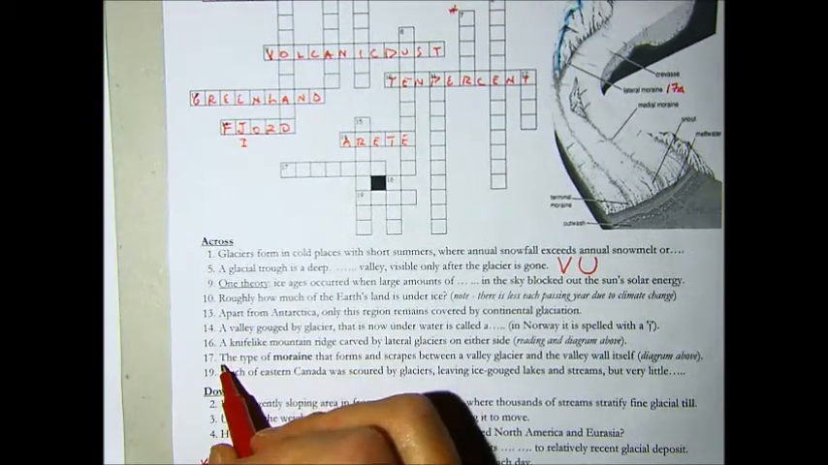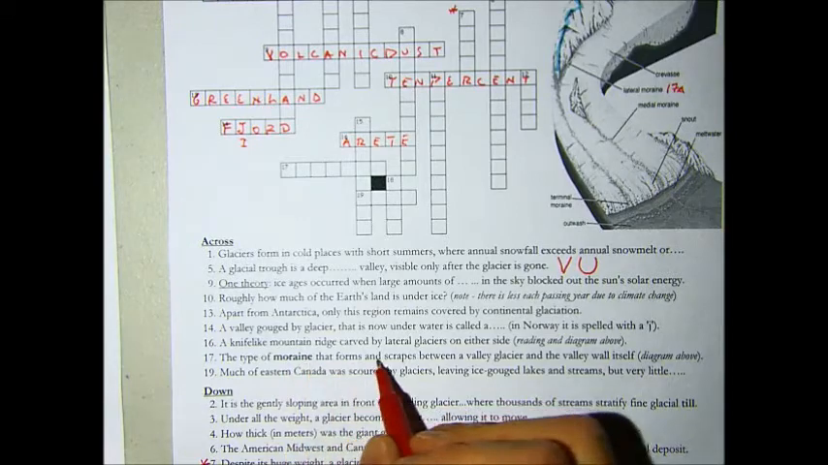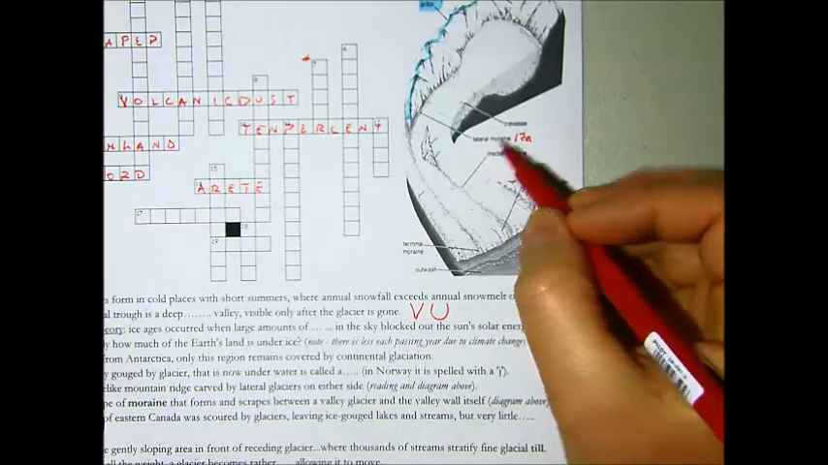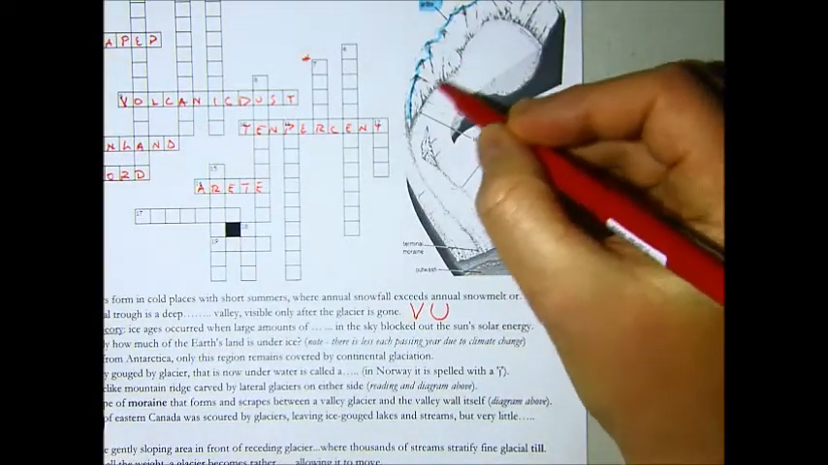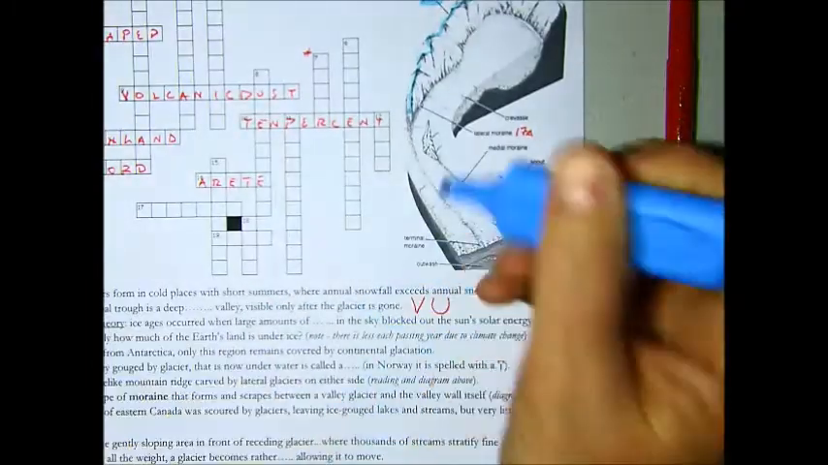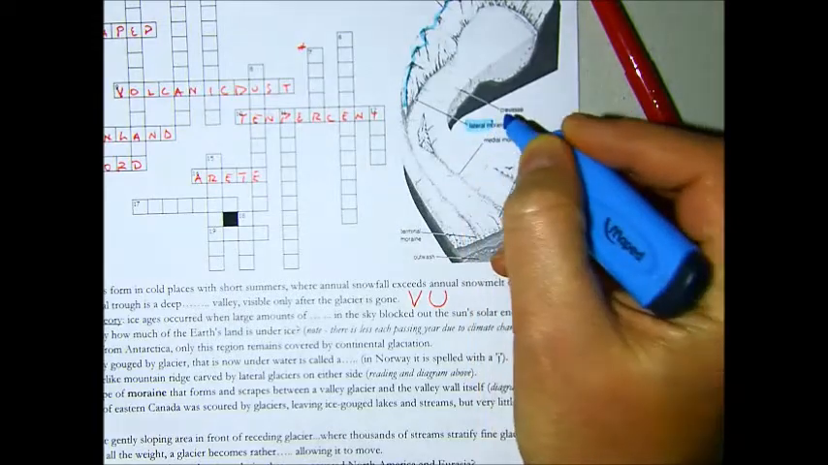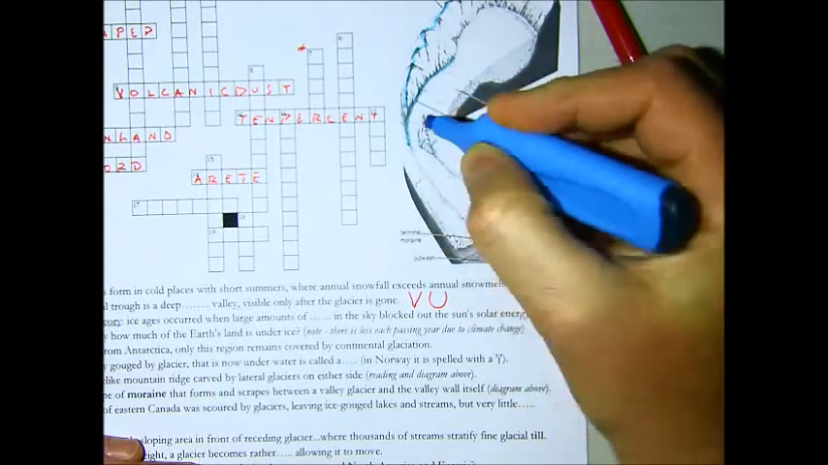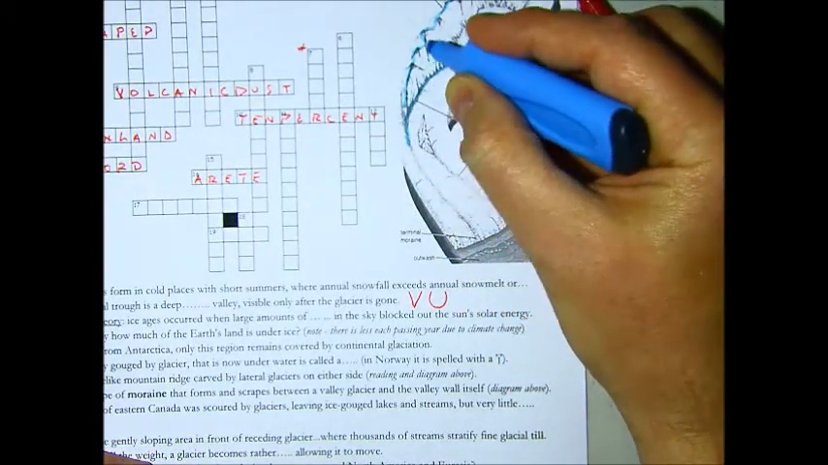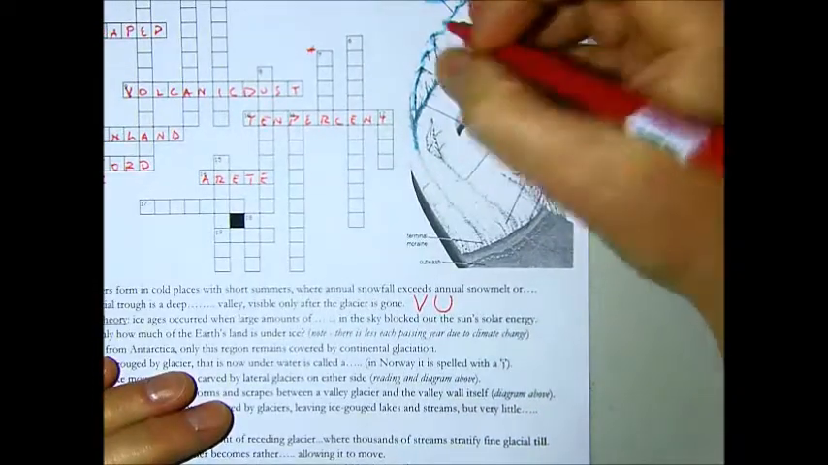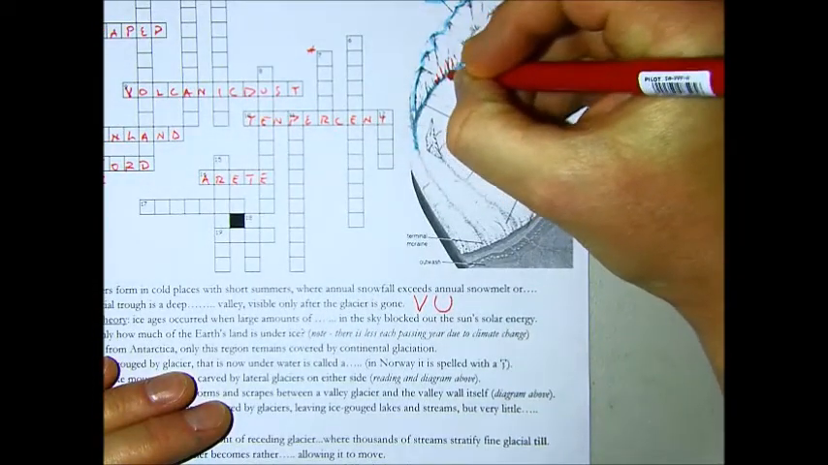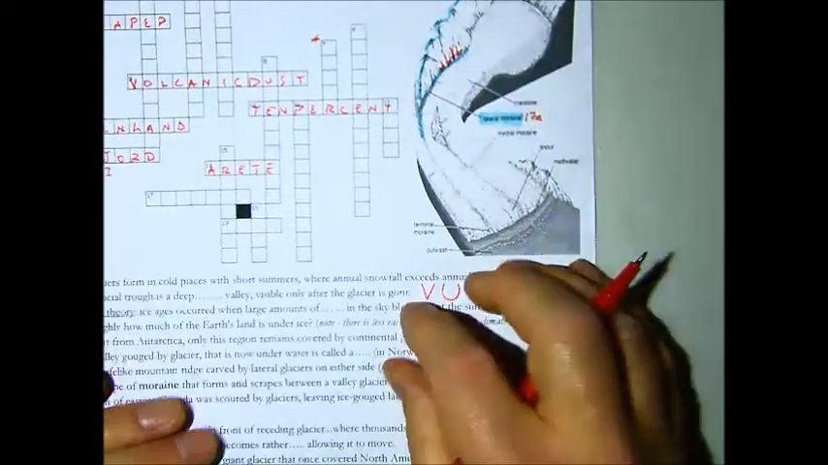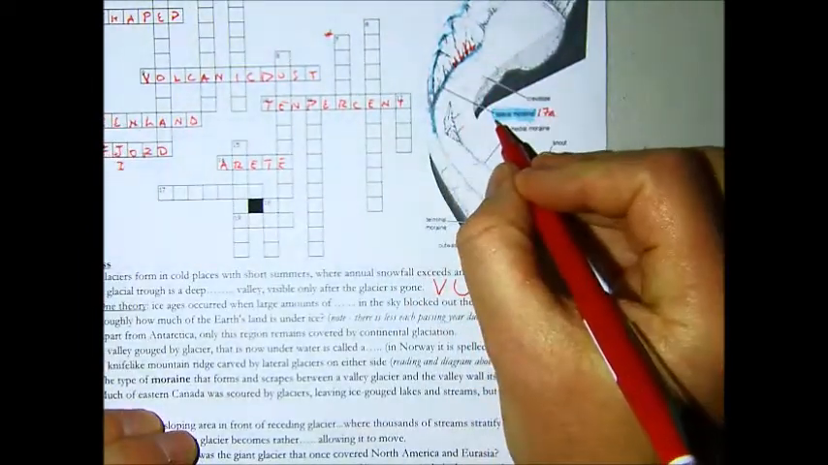Number 17 here. This type of moraine that forms and scrapes between a valley glacier and the valley itself. It's right on the diagram again, 17A. It's between the glacier and the wall itself. So what kind of moraine is it? And we'll get back to what moraine is in a minute or two. You can see this dirty pile of stuff that falls down right off. It's scraped down off the side of these things. It comes down either on the side of the arête or it's scraped along the edge. And it looks like dirt if you're looking at it from a distance. Anyways, this is lateral moraine.